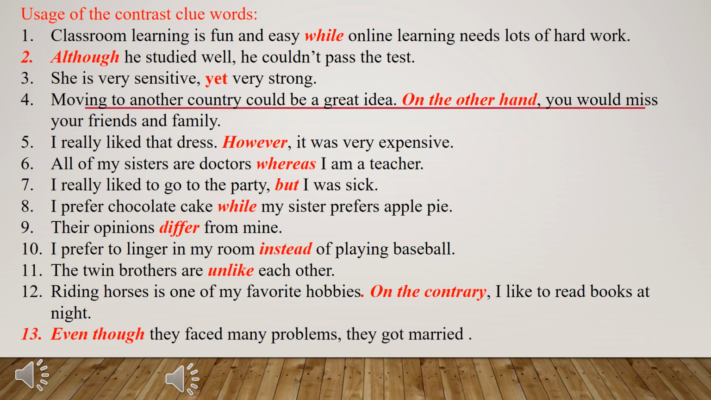Number 4. Moving to another country could be a great idea. On the other hand, you would miss your friends and family. On the other hand here is used and followed by a comma. Number 5. I really liked that dress. However, it was very expensive. It means although I really liked it, it was very expensive.